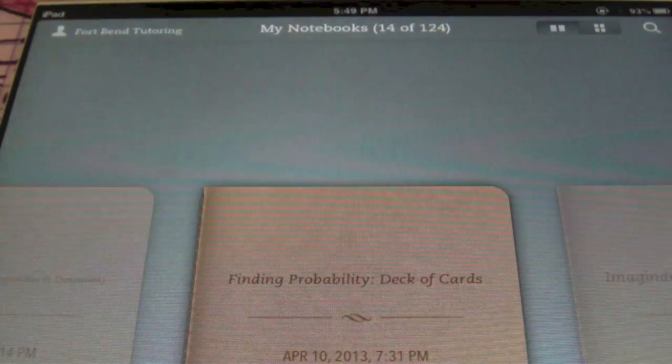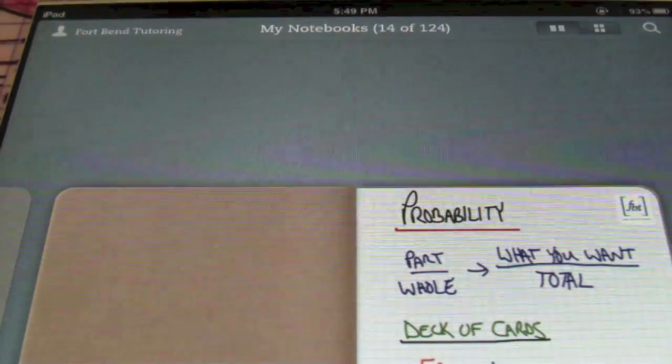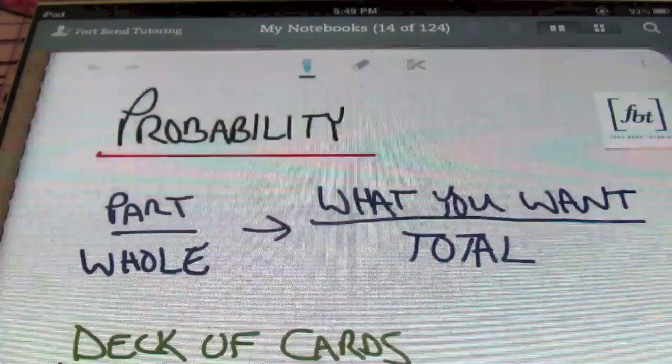Ladies and gentlemen, this is Mr. Witt with Fort Bend Tutoring, and today's tutorial lesson is going to be about finding probability, especially when you're dealing with a deck of cards. So let's take a look at this.